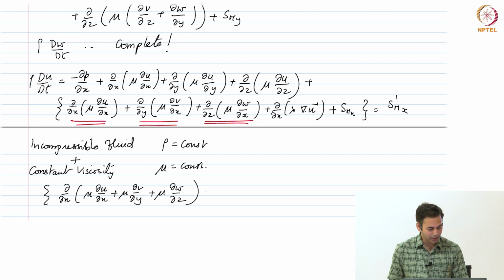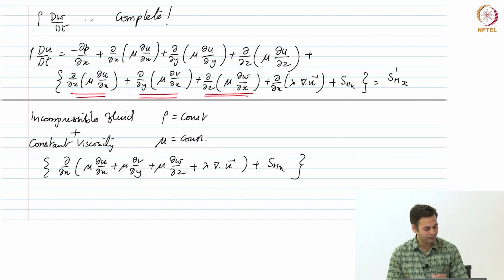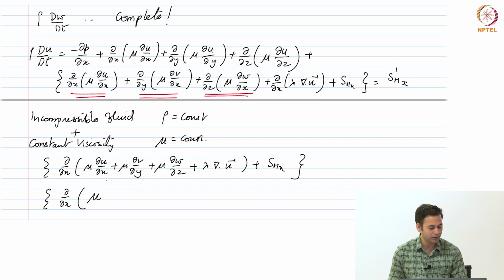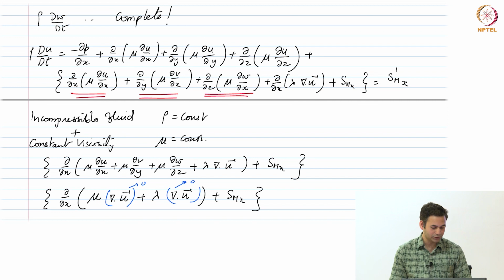is now constant. Okay, plus we have, of course, this extra term also in here, so I would go back and write this guy here, which is plus lambda times del dot u bar, right, plus SMX is the term in the curly braces. Now we can of course simplify this a little bit better. This would be ∂/∂x of mu times these three terms together, del dot u bar, which is actually zero, plus we have lambda times del dot u bar, right, plus SMX. So as we just discussed, this term would be zero, as would this term, if we have incompressible flow or fluid with constant viscosity. Okay, so these are zero, in which case your SM prime X is what?